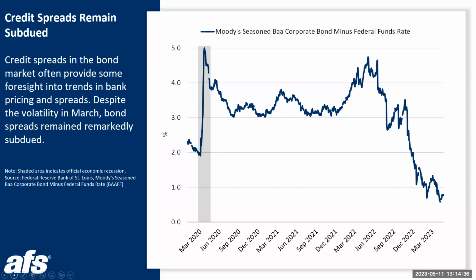We like to monitor this indicator as, while not entirely comparable, credit spreads in the bond market often provide some foresight into trends in bank pricing and spreads. This is because corporate borrowers have the option to refinance bank loans in the bond market, so bond spreads can, to some degree, affect the spreads banks can offer on commercial credit.